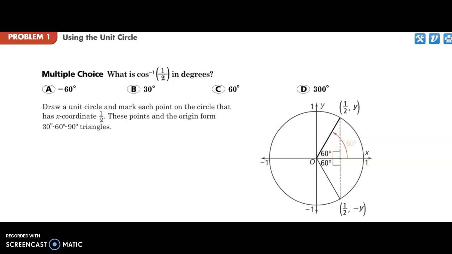From the diagram, you can see that an angle of 60 degrees has a cosine value of 1/2. An angle of 300 degrees also has a cosine value of 1/2. And an angle of negative 60 degrees also has a cosine value of 1/2.